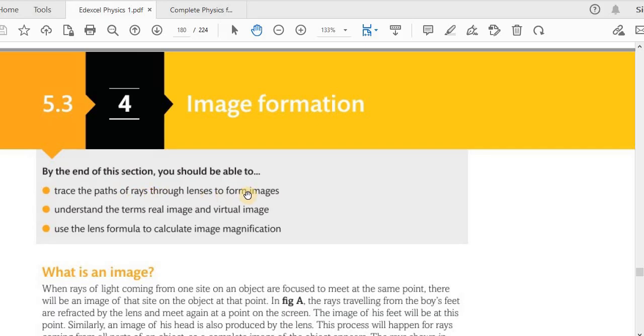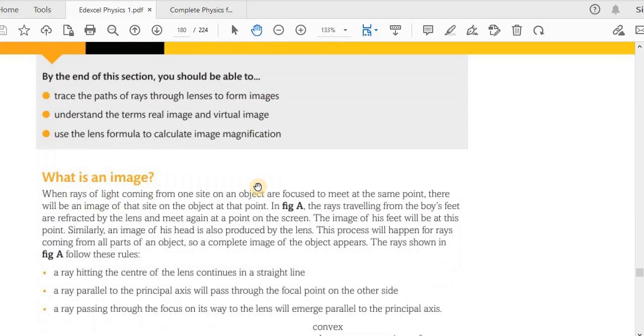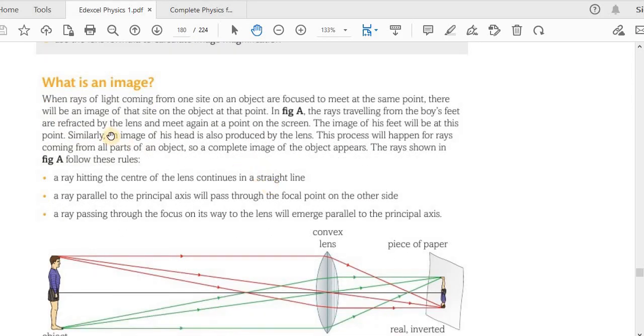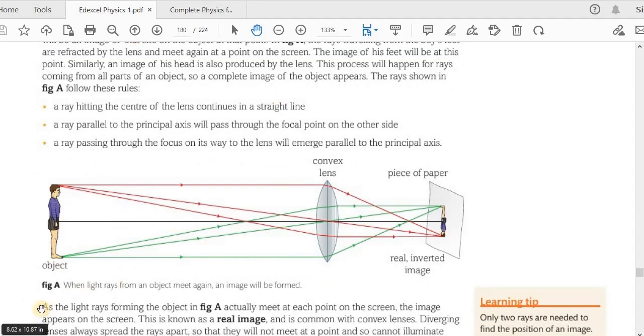Trace the paths of rays through lenses to form images. Again, you would have also seen this in the O-level or IGCSE classes. What is an image? When rays of light coming from one side on an object are focused to meet at the same point, there will be an image of that side on the object at that point. In figure A, so let's look at this. Figure A, this is the object or the person, and this is the image of the person.